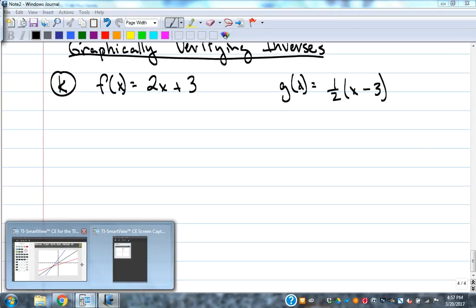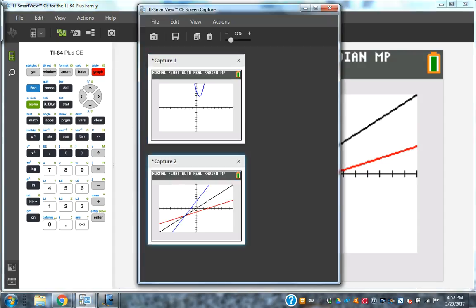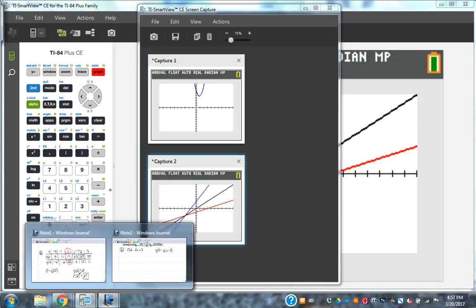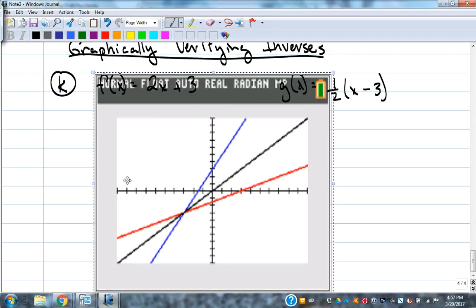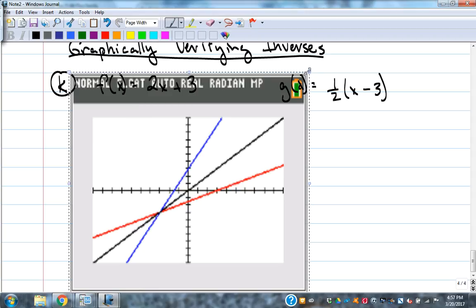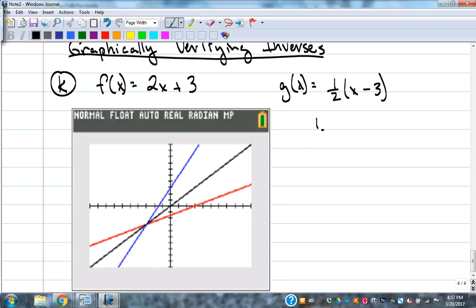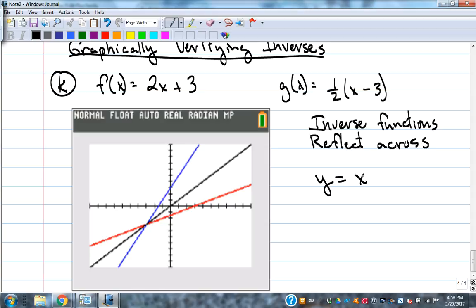Well, let me copy that picture and paste it there. Inverse functions reflect across y equals x. And that's graphical verification of that, right?